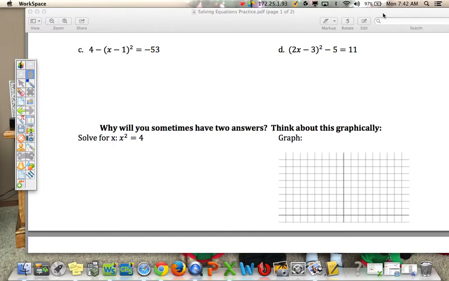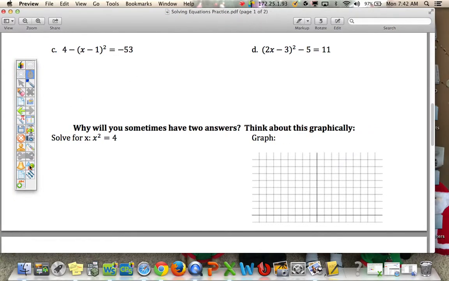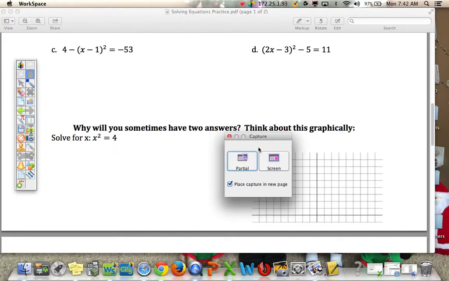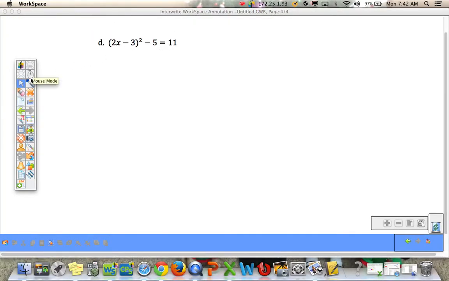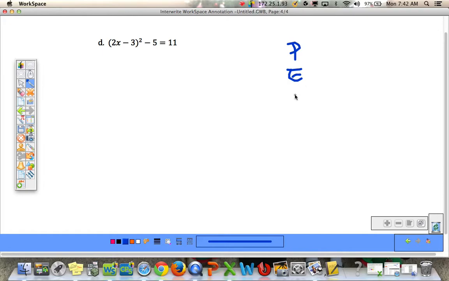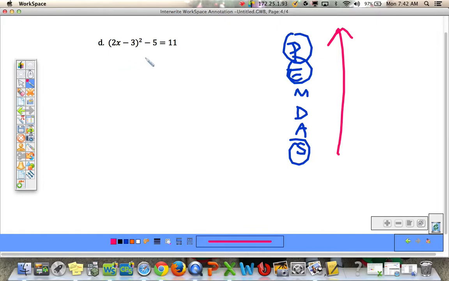Okay, we'll look at the last one here. And I'll give myself more room. We'll write opposite order of operations. We'll write PEMDAS. Alright, so in this problem we have parentheses, exponents, subtraction. So we're going to solve this way. Get rid of the subtraction first by adding 5 to each side.